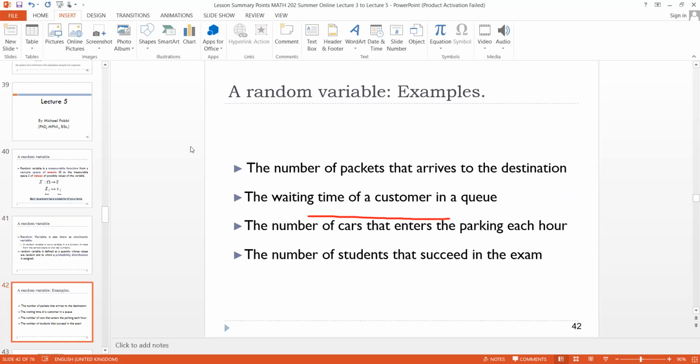Examples of random variables are as follows: the number of packets that arrives to a destination, the waiting time of a customer in a queue, the number of cars that enters a parking space each hour.